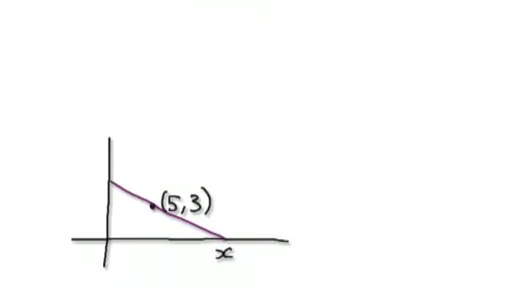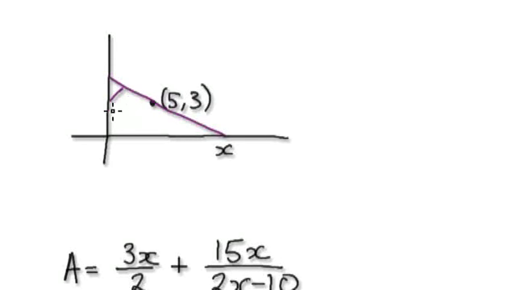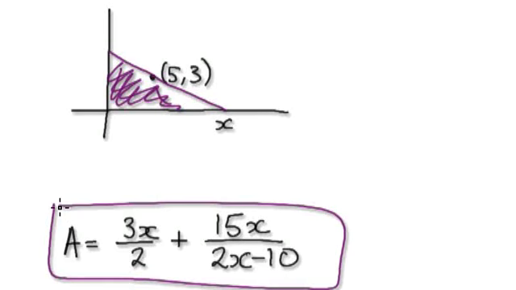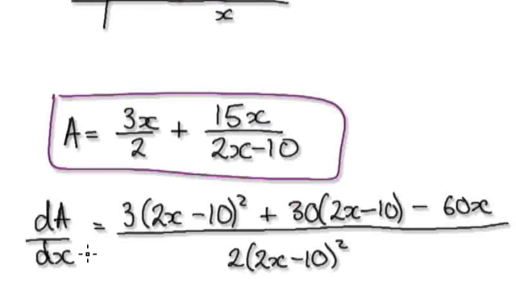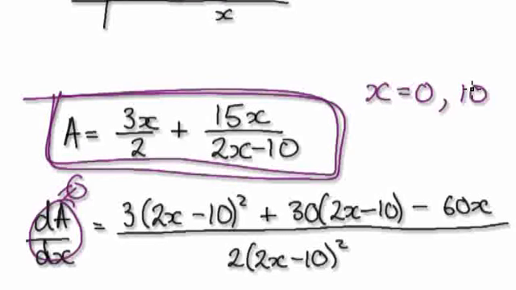Following on from the previous two videos, we got to a stage where we were trying to minimize the area of this triangle here, and the formula for the area of this triangle is given by this. Then we would differentiate it, set dA by dx to be 0, and find out when the gradient of this will be 0. In the previous video, it turned out to be x equals 0 or x equals 10.